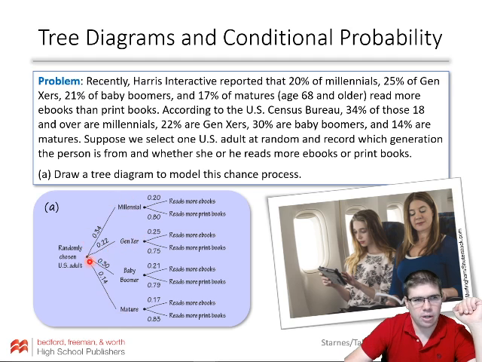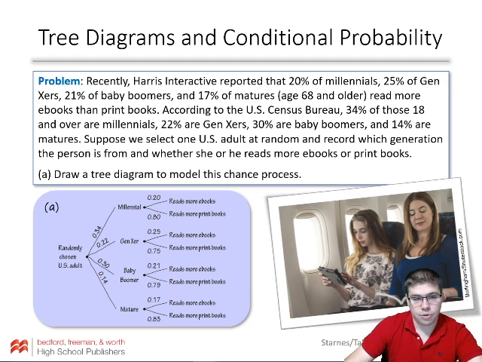Those are our different groups. Then, given that they were millennial, 20% reported that they were more likely to use ebooks. And of the Gen Xers, it's 25%, and then 21%, and so on. So we see all these are conditional probabilities. All of them say the same thing, but they're conditioned based on whether you're dealing with a millennial, a Gen X, a baby boomer, or a mature person.